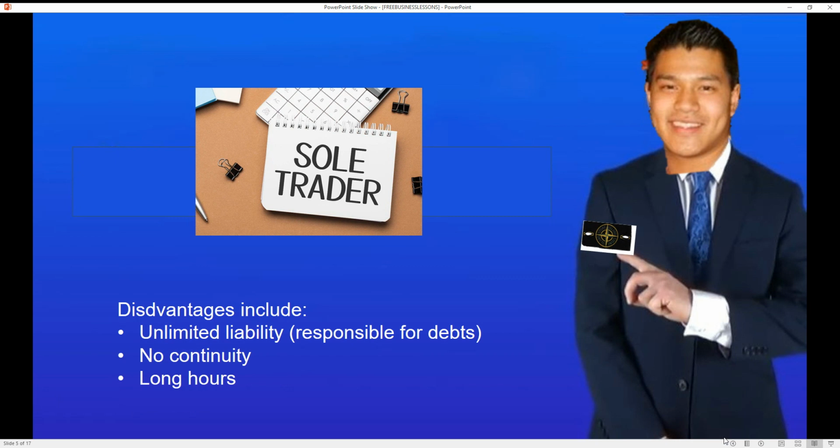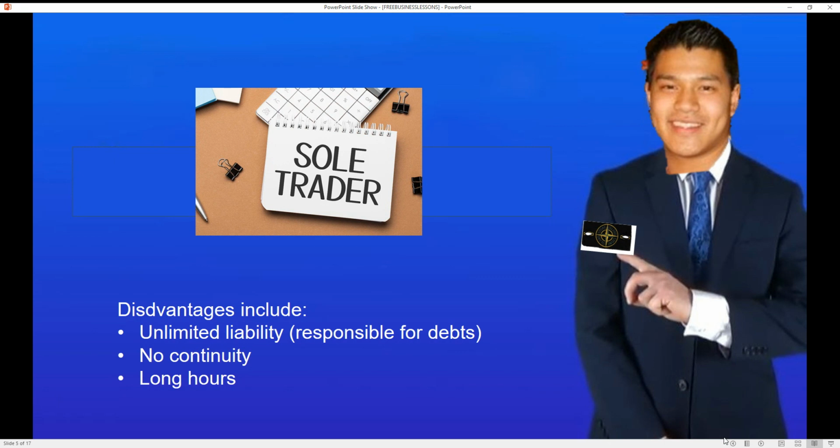Some disadvantages, the biggest one is unlimited liability. This is where the sole trader and the business have no separate legal identity. So any debt the business incurs, the individual also incurs as well. So if they need to collect debts, they'll take the business assets first. And if that isn't enough to cover the debt, they're going to take your personal assets, such as your home, your car, any personal assets you own, any buildings, anything like that.